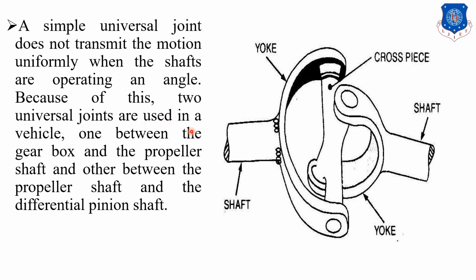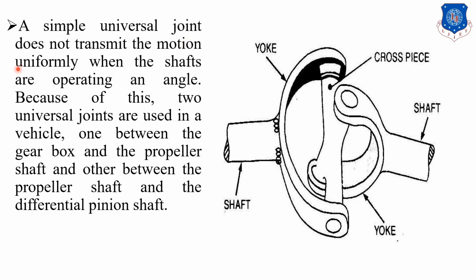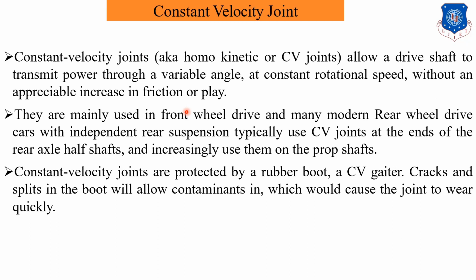Because of this, two universal joints are used in a vehicle, one between the gearbox and propeller shaft, and another between the propeller shaft and the differential pinion. This is our shaft and this is another shaft, and two yokes are here, and between them a cross piece is provided. So we use the constant velocity joint. A constant velocity joint is nothing but two universal joints used to get equal motion, or we can say equal angular speed, between the rear axles and the engine.